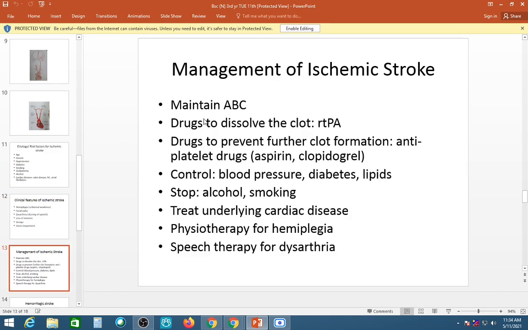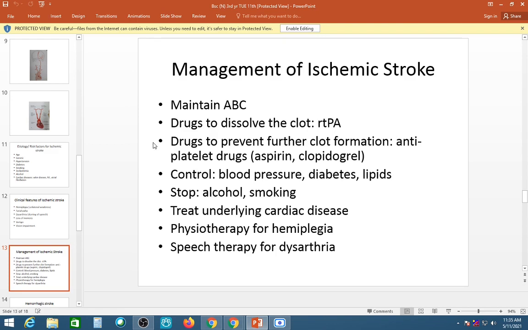Once you diagnose the stroke clinically and by doing CT scan or MRI, and you know it is a sudden onset focal neurological deficit because of a vascular cause and blocking of a blood vessel, then you have to start the treatment. Like all emergency patients, you will have to take care of ABC, airway, breathing, circulation. Our intention is to dissolve that block, whatever the block is. How do we dissolve the block?